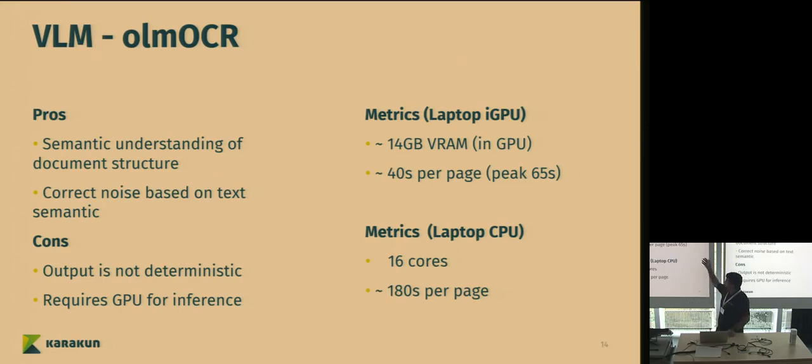I used Olmo OCR. I'm very fond of this model, maybe because of the name. The good thing about this vision language model is that it understands the document structure and the semantics of the text all in one step. So it might correct some noise on the scan or something that is not clear with the language knowledge it has. The bad thing is that it requires hardware.